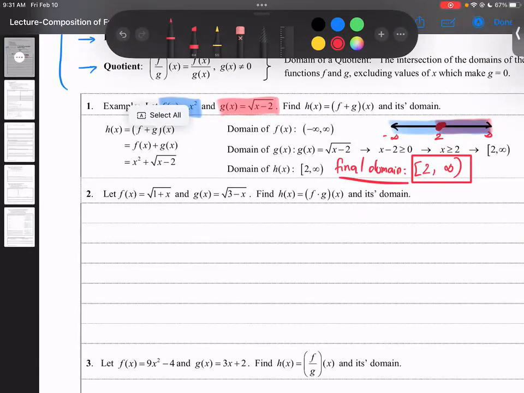Let f of x equal the square root of 1 plus x, and g of x equal the square root of 3 minus x. Find h of x, which is the product of f of x and g of x.